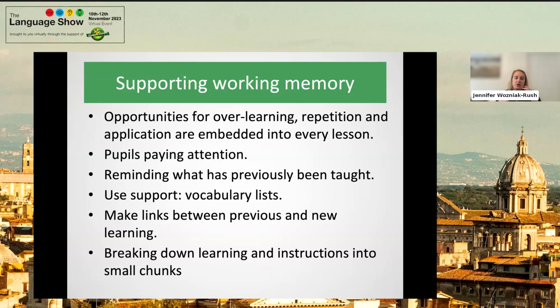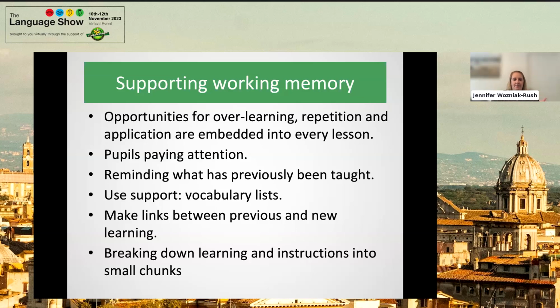It's also important when we talk about SEND to be aware that learning a foreign language can place really high demands on the working memory, and that will be for all our pupils, not only those with SEND. So working memory refers to our ability to manipulate and remember information over a short period of time, about 2 minutes. So it's very similar to short-term memory, but when we use the term working memory, we are really emphasizing the manipulation of information. So with that in mind, it's really essential that opportunities for overlearning, revisiting, repetition, and application are embedded into every lesson.